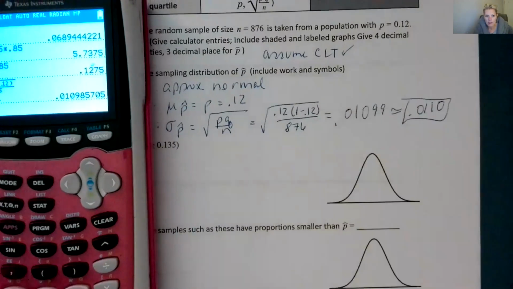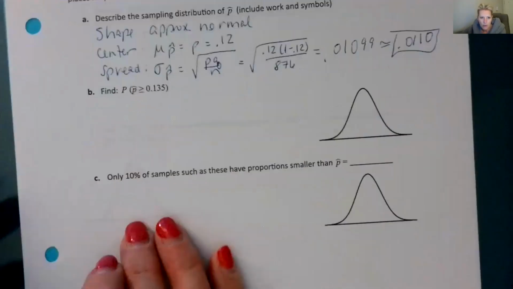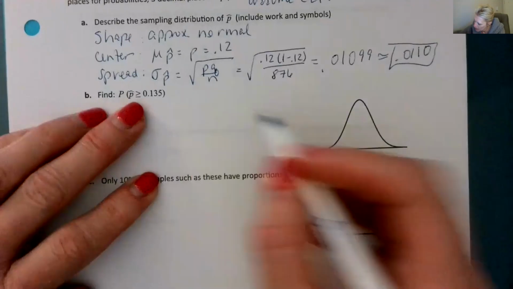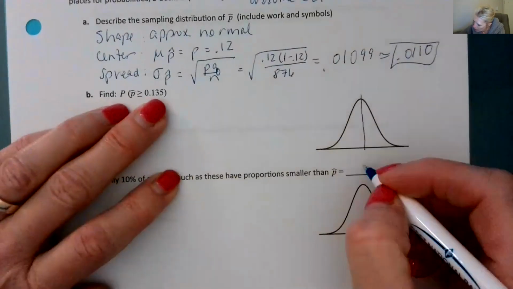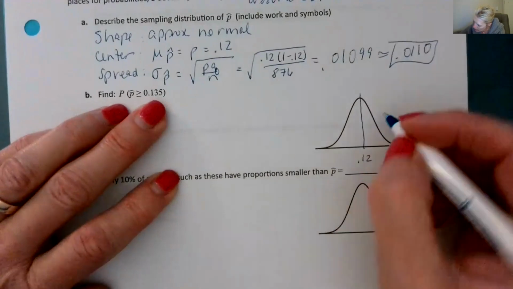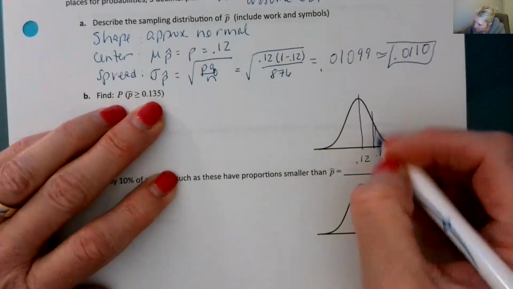So let's look at what we're trying to find here with our graphs. It says find the probability that the p hat is greater than or equal to 0.135. So our p hat center is at 0.112. So 0.135 would be over here, and we want to find this.